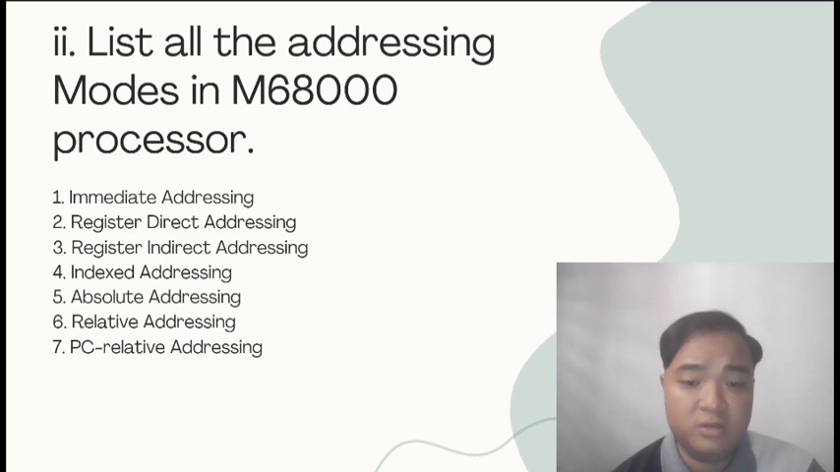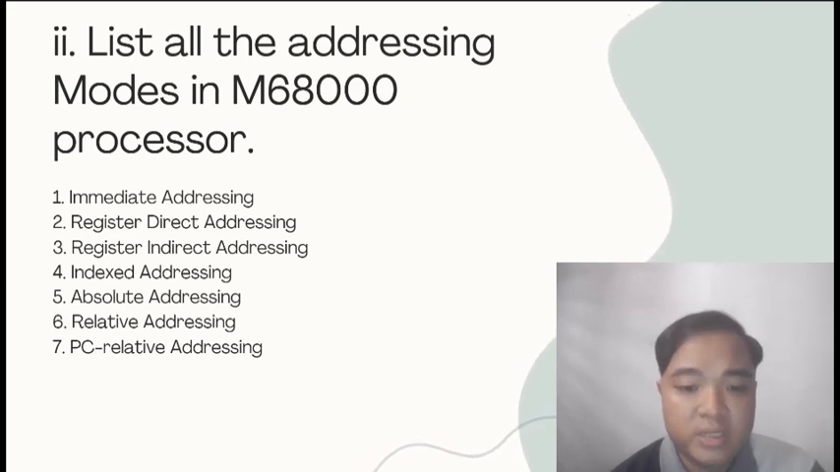Second, we have register direct addressing. Here, the data is taken directly from a register. For example, move D1, D2 means data in register D1 is copied to D2. This is also a very fast method since it doesn't use memory.